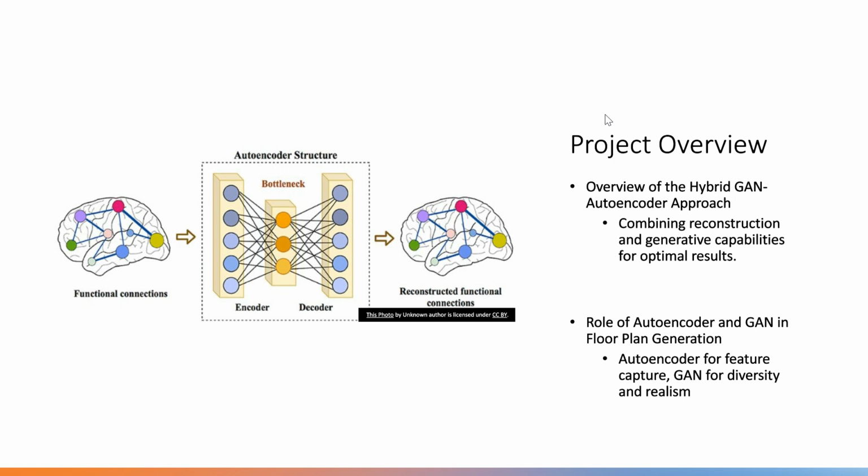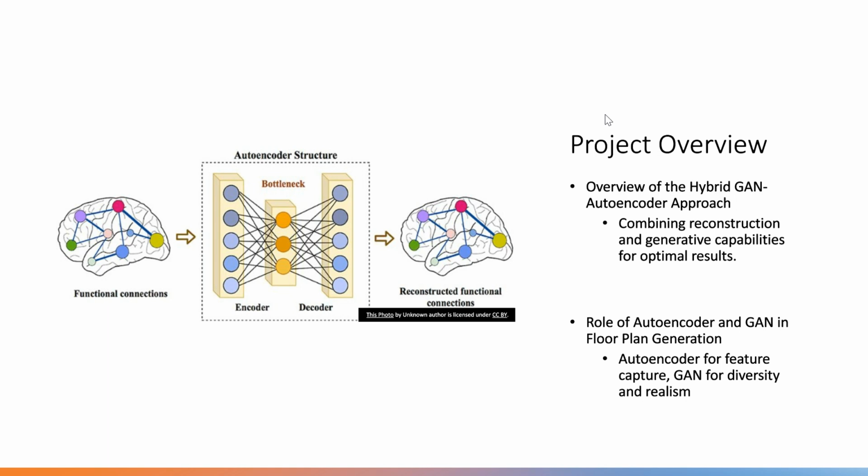Methodology. To achieve this, we employed a two-pronged strategy. The autoencoder, known for its capability to capture and reconstruct essential features, formed the backbone of our model. We then seamlessly integrated this with the generative adversarial network, or GAN, which introduced the crucial aspect of diversity and realism in our generated floor plans.